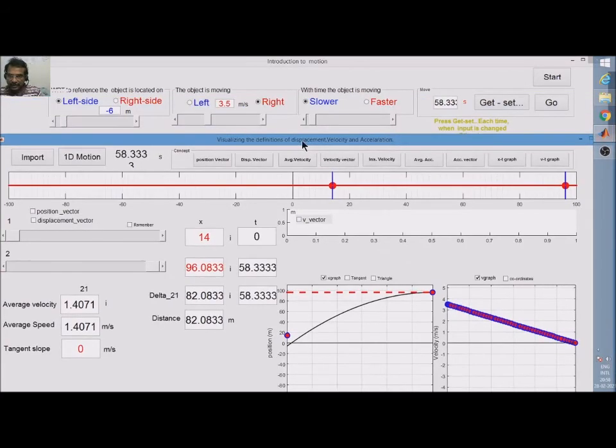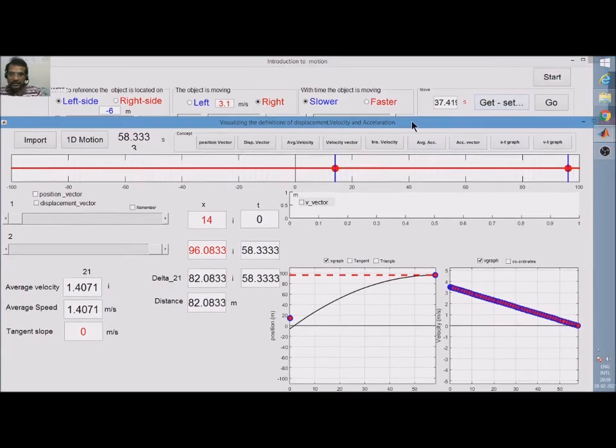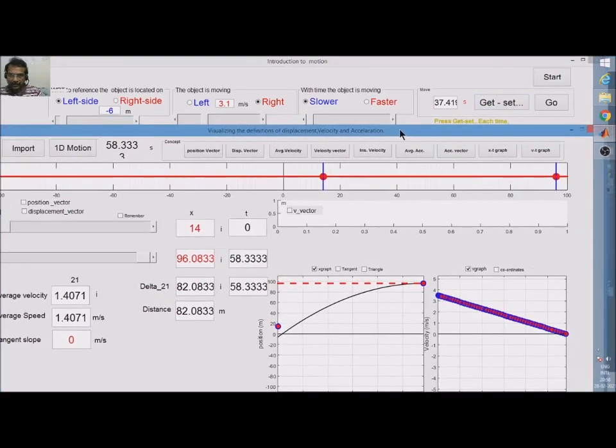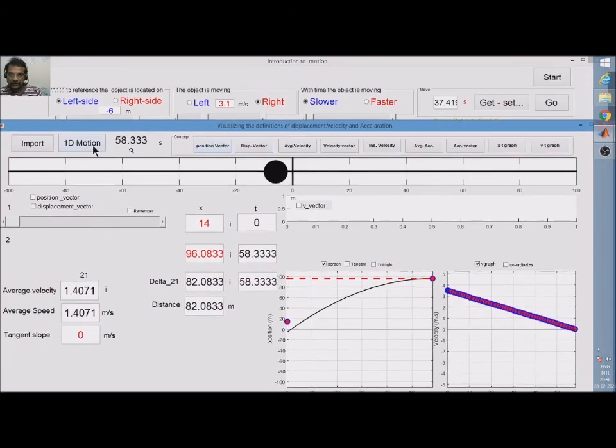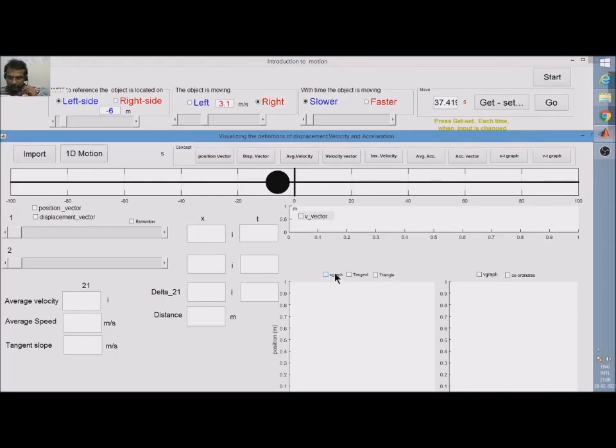Now let us observe the case where the speed remains the same. So throughout the motion the speed would remain the same. The object is at -6 meters. Let us observe the motion. The black circle indicates that it is moving with a uniform speed, and the red dot indicates that it is moving towards the right. Now let us plot the graphs.